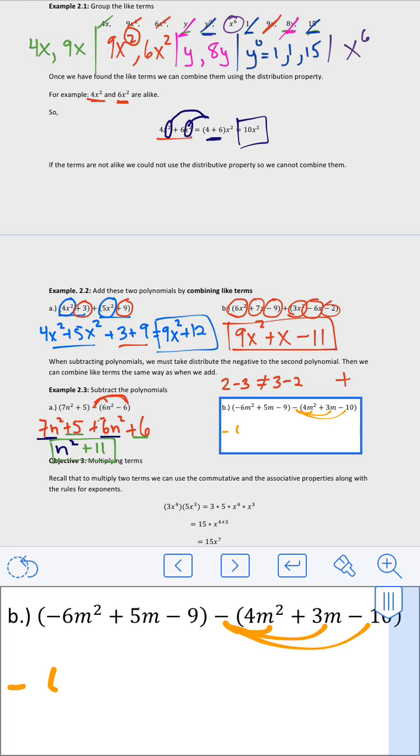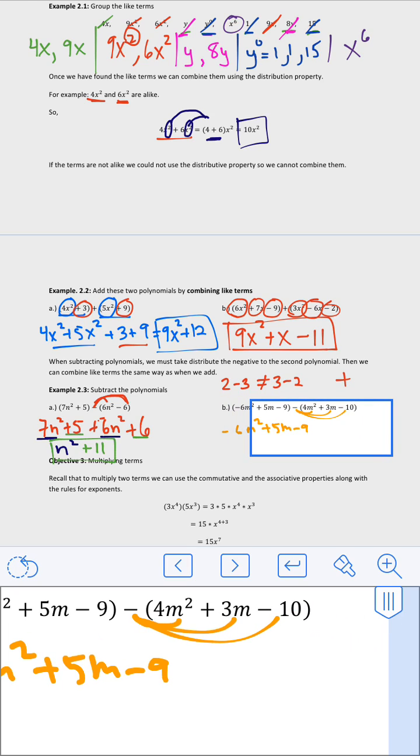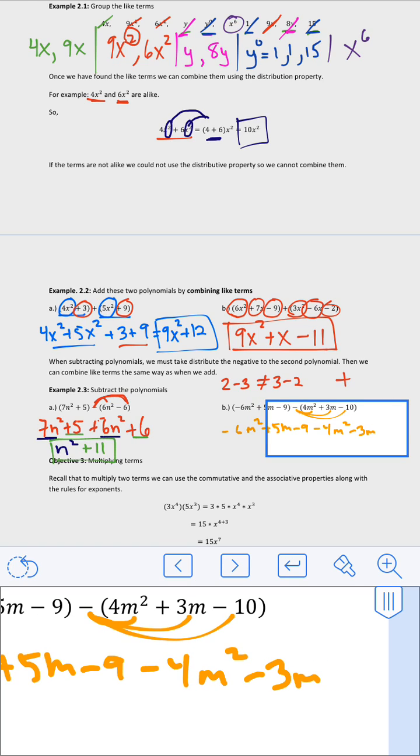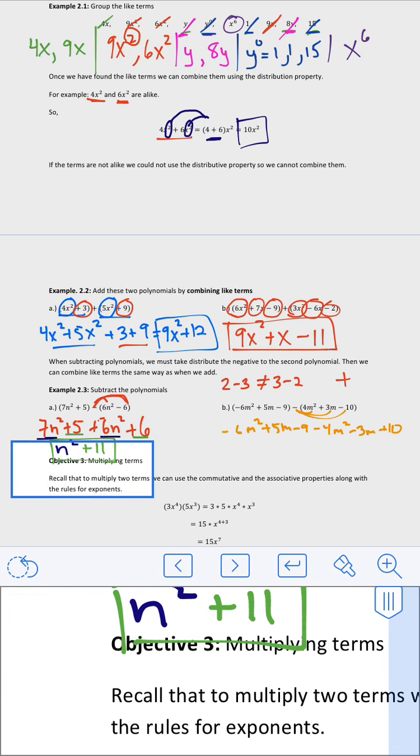So the first one stays the same: negative 6m squared plus 5m minus 9. And then I'm going to subtract 4m squared minus 3m. And the last one was already negative, so it switches back to a positive 10.